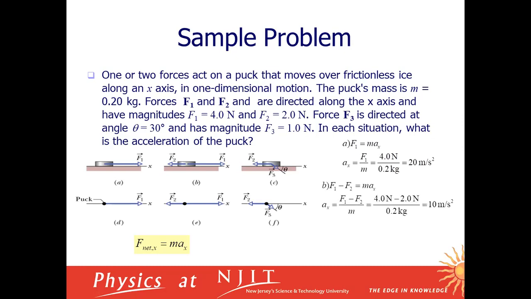How about letter B? If we sum the forces along the x-axis, a force going to the right would be positive, and forces going to the left would be negative. So as you can see here, F1 minus F2 is equal to mass times acceleration at x. Manipulating the whole formula, a x is F1 minus F2 over m. Plugging in the values gives us 10 meters per second squared.